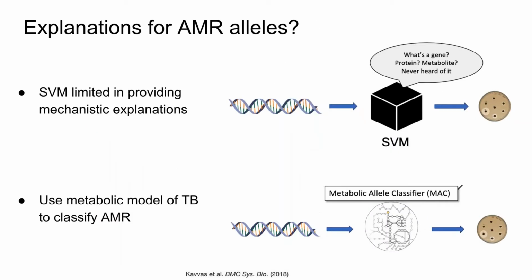However, there's nothing in that approach that can really tell us about these alleles. The SVM and these machine learning approaches are fundamentally limited because they don't really say anything about the function of these genes. The SVM has no idea what a protein or a metabolite is, etc. And so the goal here would be to use a metabolic model of tuberculosis, this genome-scale model that captures thousands of genes and their metabolic functions, use this model under this flux balance analysis framework to somehow classify AMR, and then interpretations would hopefully be interpretable on the mechanistic level.